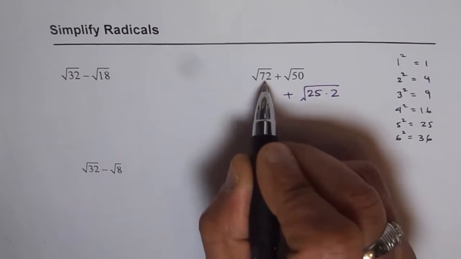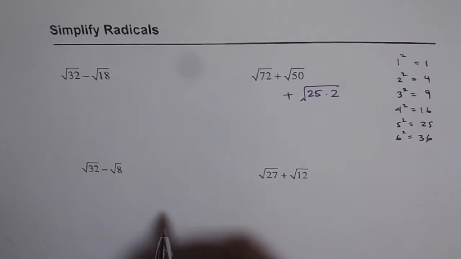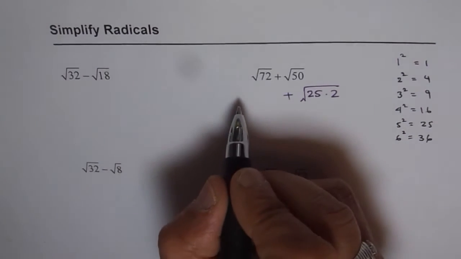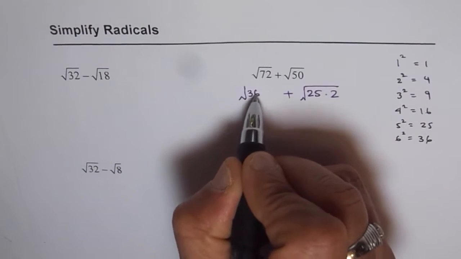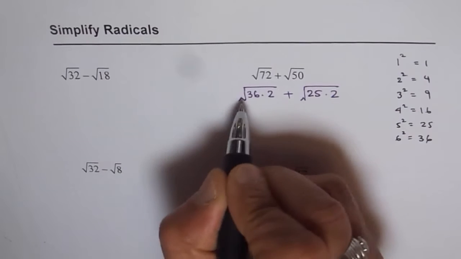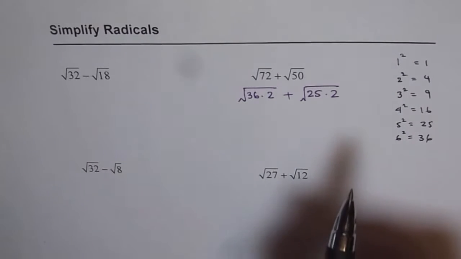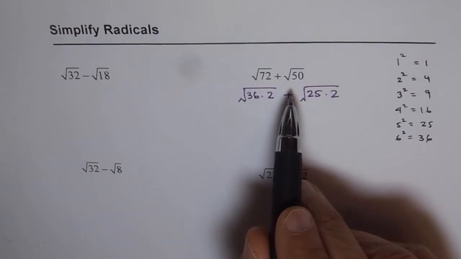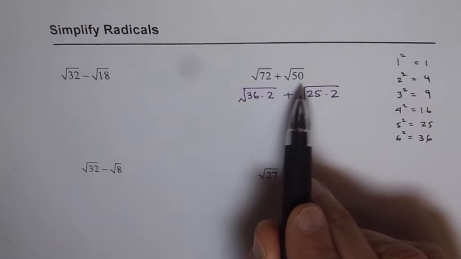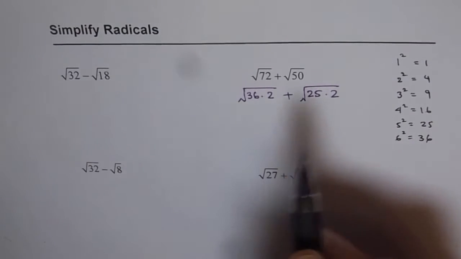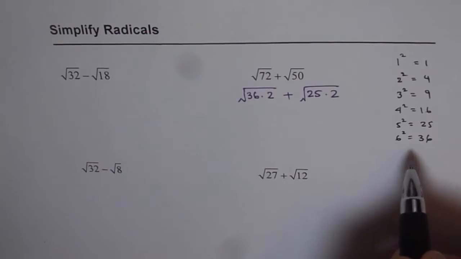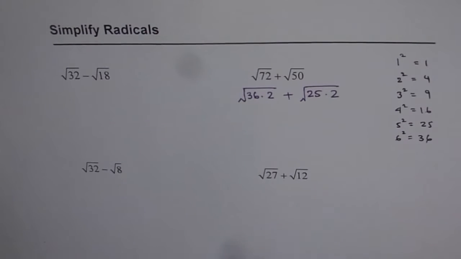Now similarly, I'll break down 72. 72 can be written as 36 times 2, right? Well, if you don't get them directly, you can prime factorize them. They are even numbers, so they can be divided by 2, and the next number you get is 36, which fortunately works for us. It is a perfect square.